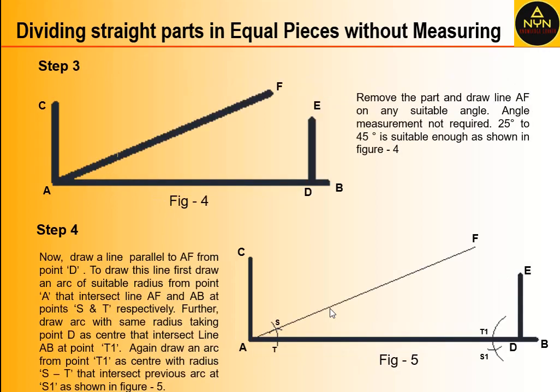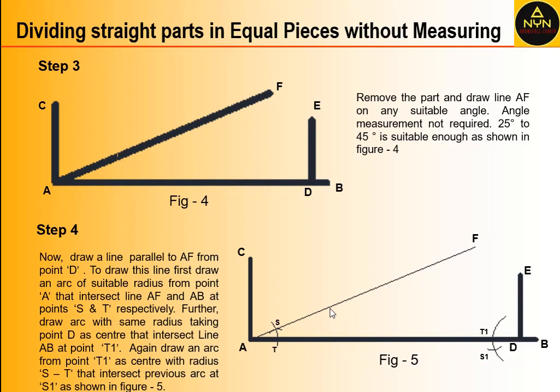Step 3. Remove the part and draw line AF at any suitable angle. For better results, an angle between 25 to 40 degrees will be more appropriate as shown in figure 4. Step 4. Now draw a line parallel to AF from point D.